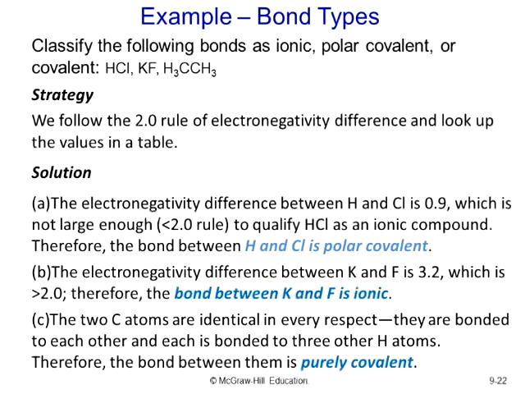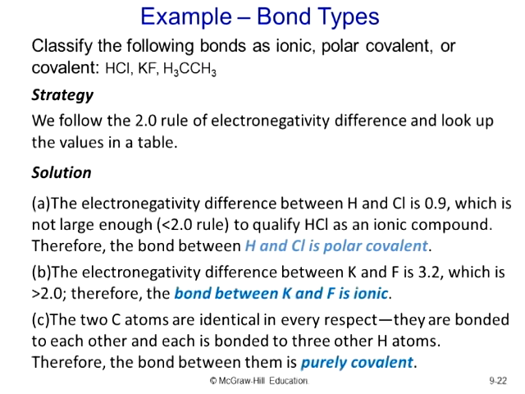So let's work through some examples here to see whether we can understand how to choose the type of bond. We're going to classify the bonds as ionic, polar covalent, or simply covalent in these compounds shown here. Okay? We can follow the rule of 2 or 1.8 for electronegativity difference and look at the values on a table.